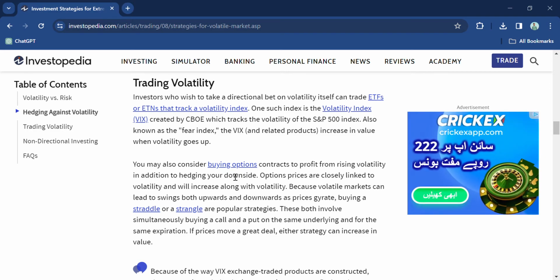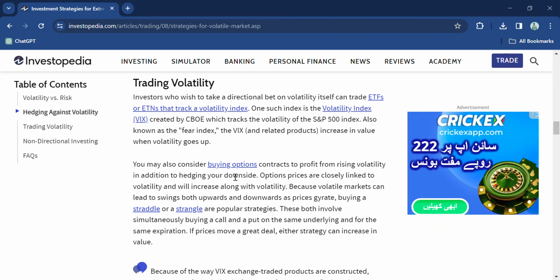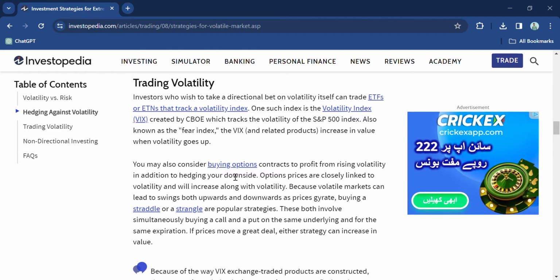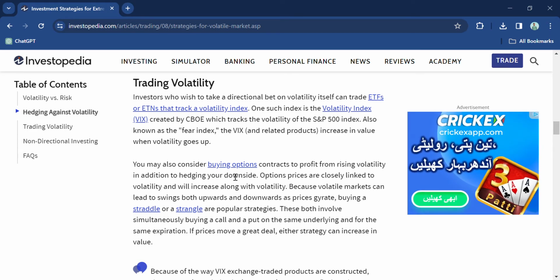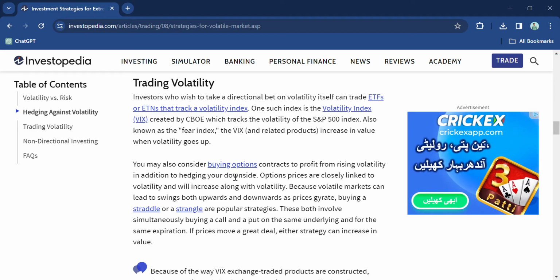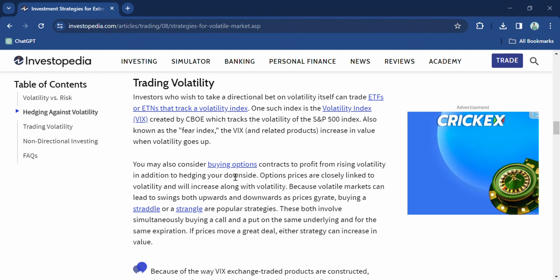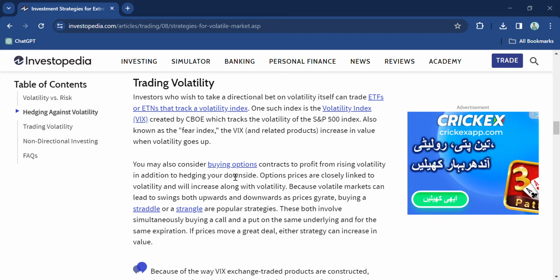You may also consider buying options contracts to profit from rising volatility in addition to hedging your downside. Options prices are closely linked to volatility and will increase along with volatility, because volatile markets can lead to swings both upwards and downwards as prices gyrate. Buying a straddle or strangle are popular strategies. These both involve simultaneously buying a call and a put on the same underlying for the same expiration. If prices move a great deal, either strategy can increase in value.